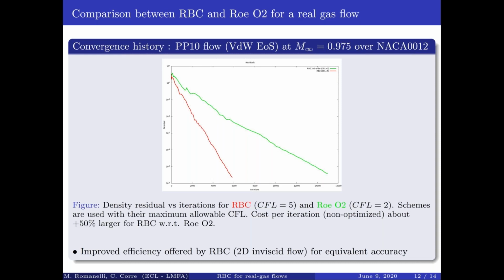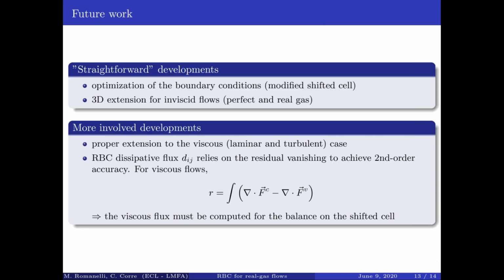Okay, so where do we go from here? What's next? We have some straightforward developments to perform, obviously. So 3D extension, clearly. We've written things and we are currently coding it. We have some optimization we'd like to do on the boundary condition because of the way we use a shifted cell at the wall. What will be more involved will be the viscous extension. And since I'm running out of time, if people have questions, I will be pleased to explain what the issue is with the viscous extension.